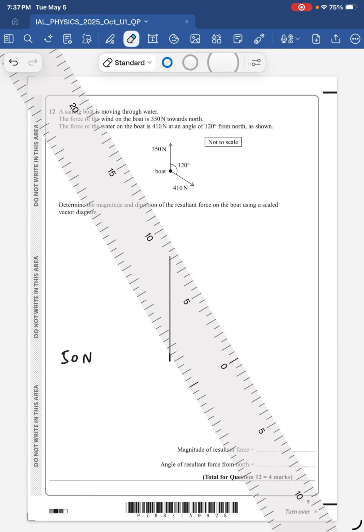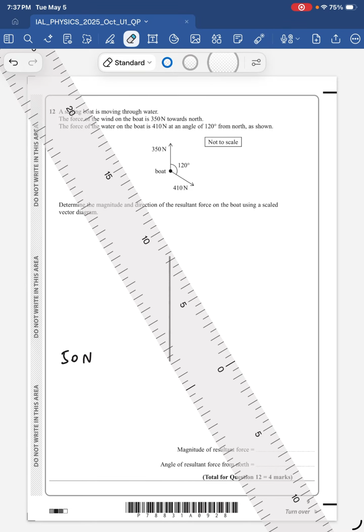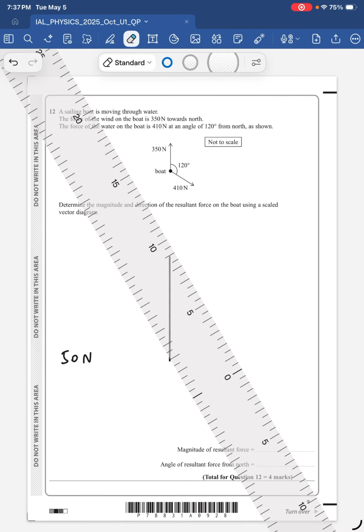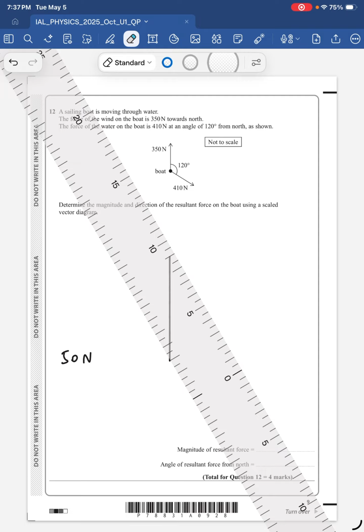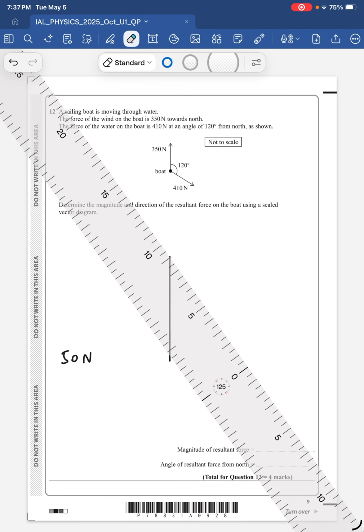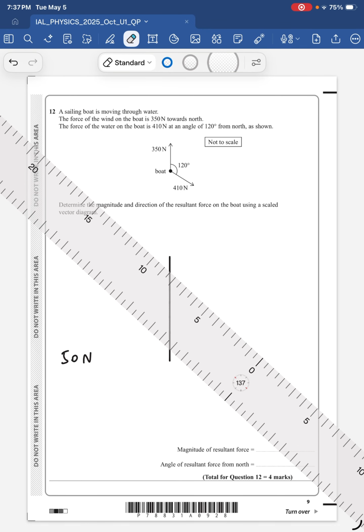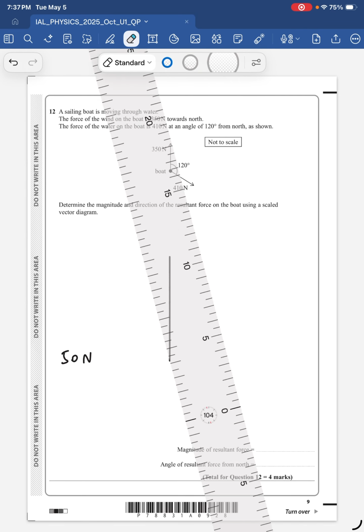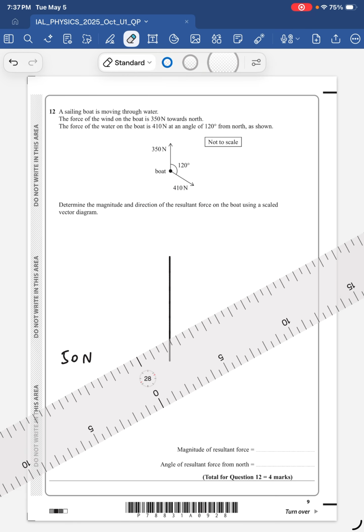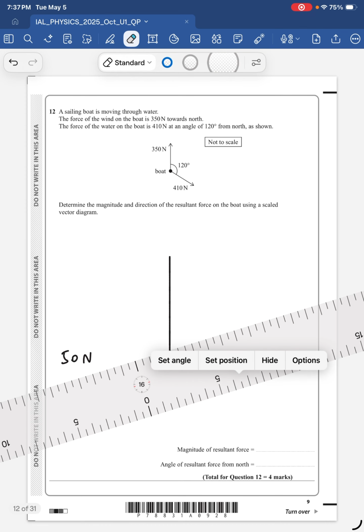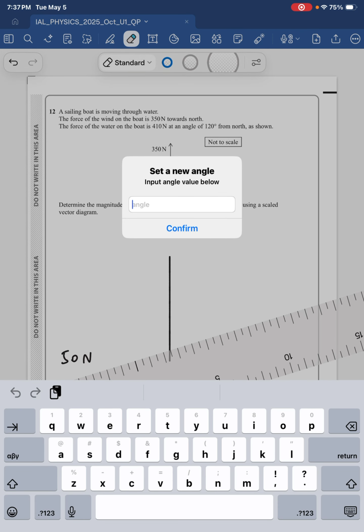This is hard, guys. This is really hard to do on an iPad, but I'm doing my best here. Okay, so let's assume that's 120 degrees. Is it? No, it doesn't look right to me. It doesn't look parallel to that. So 120. Where does this start measuring from? Okay, set angle. So let me think. Let's do 150.